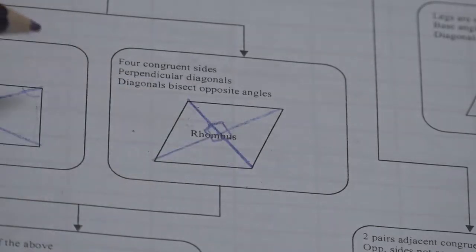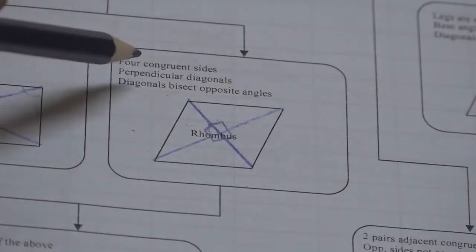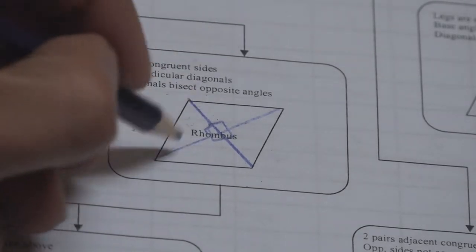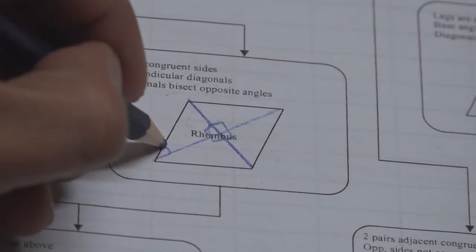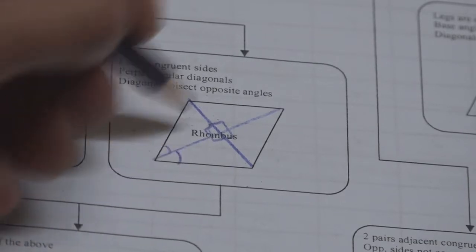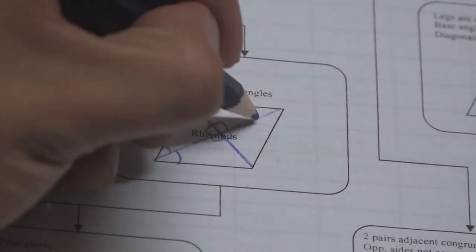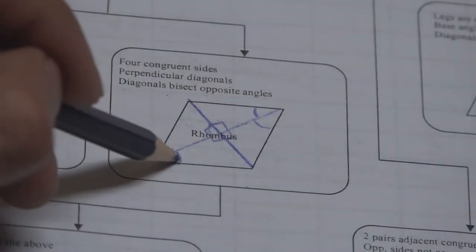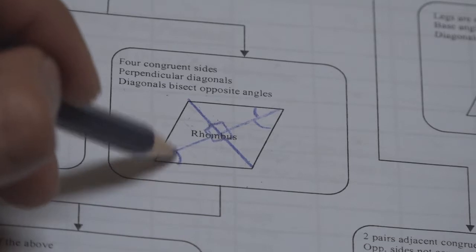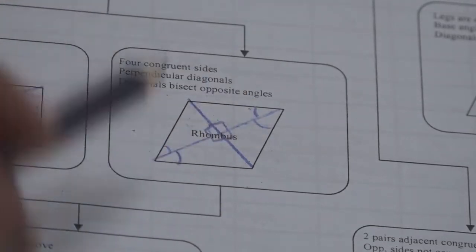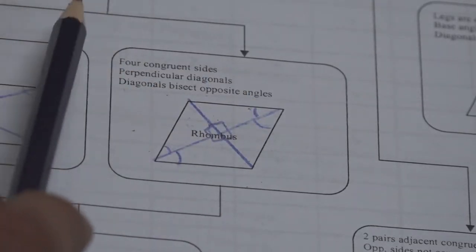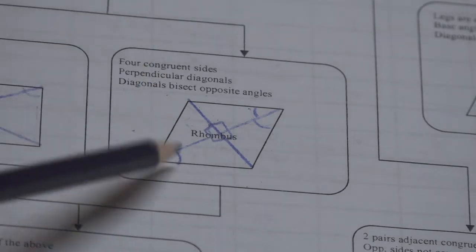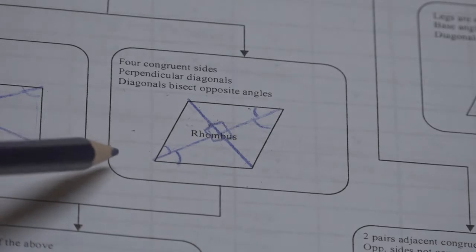Four congruent sides, yes. Diagonals bisect opposite angles. This diagonal right here acts as the angle bisector. So this angle is congruent to this angle. This angle is congruent to this angle. And not only that, opposite angles are congruent because it inherited all the properties of the mother parallelogram. And of course, again, diagonals bisect each other.